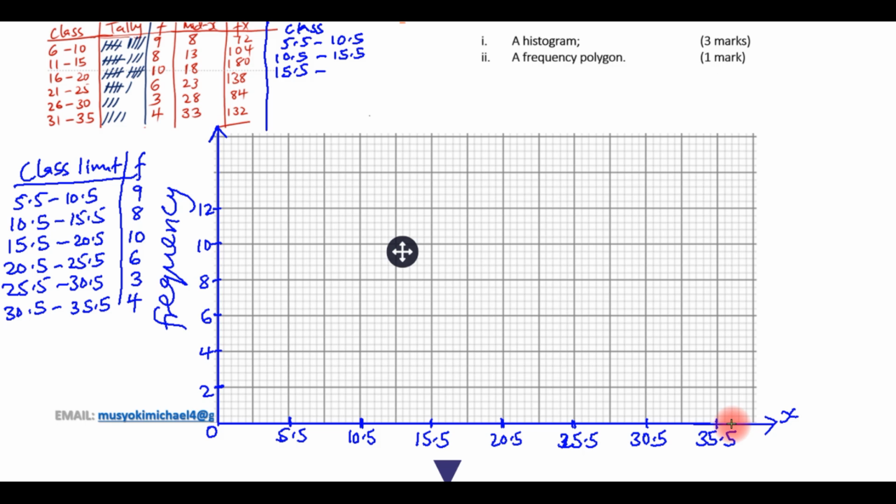Now we need to plot the points. So for the first one, between 5.5 and 10.5, we have a frequency of 9, so we consider that the bar will be up to 9. And the 9 is at this particular point. So that's for the first one. Then 10.5 to 15.5, frequency is 8.